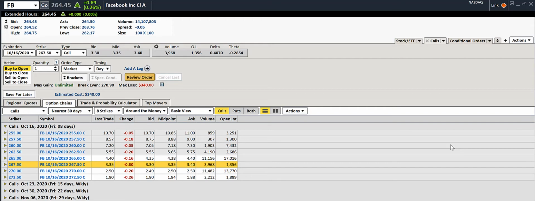So essentially the contract in itself worked out in this scenario, but let's say that it does not, meaning that the stock price does not move above 267.50 and you do not elect to exercise, then in that case the maximum loss that you have is $340.